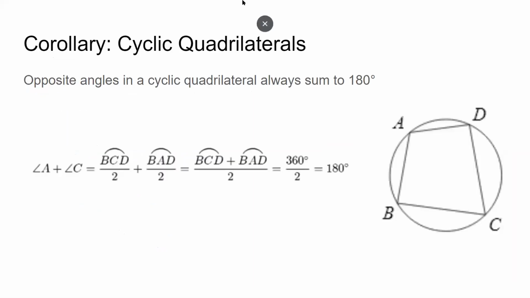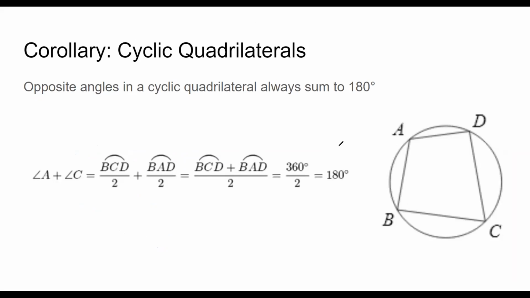This is another interesting corollary, which is a related theorem. Opposite angles in a cyclic quadrilateral always sum to 180 degrees. If you know what a cyclic quadrilateral is, basically, if you have a circle, then you have any quadrilateral that touches all four sides. If the vertices of the quadrilateral are all on the same circle, it's called a cyclic quadrilateral.